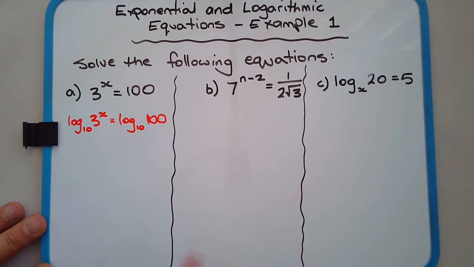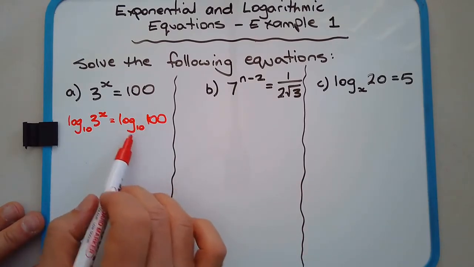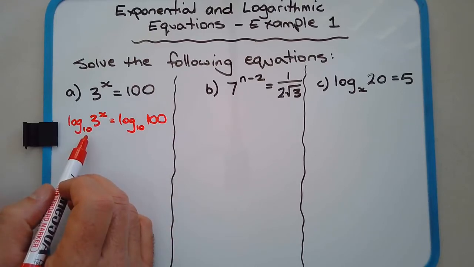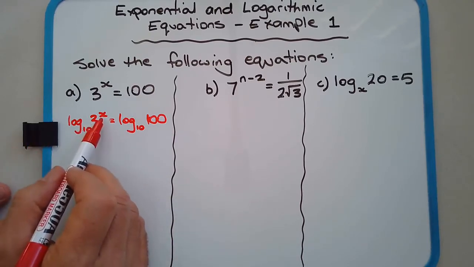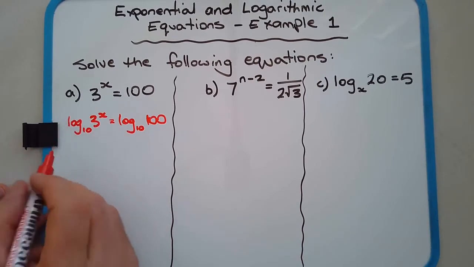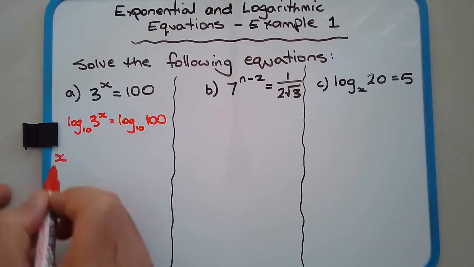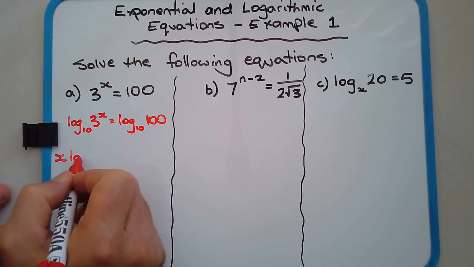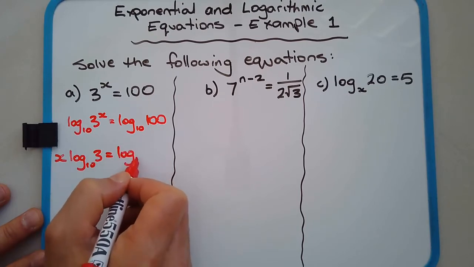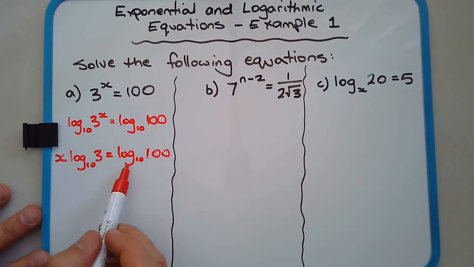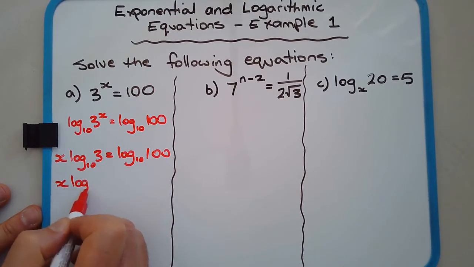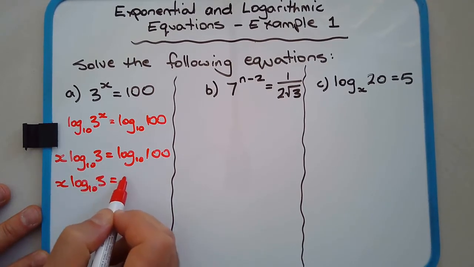Now the right hand side we already know what to do with that. Log base 10 of 100 is just going to be 2. But the left hand side we don't know what we're going to do with that just yet. However, we do know that x is an index and log law number 3, the x can come out to the front. So the next line will be, x log base 10 of 3 is equal to log base 10 of 100. Now we can evaluate the right hand side already. So x log base 10 of 3 is equal to 2.